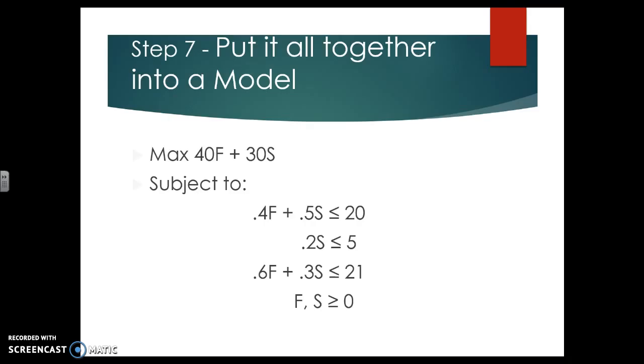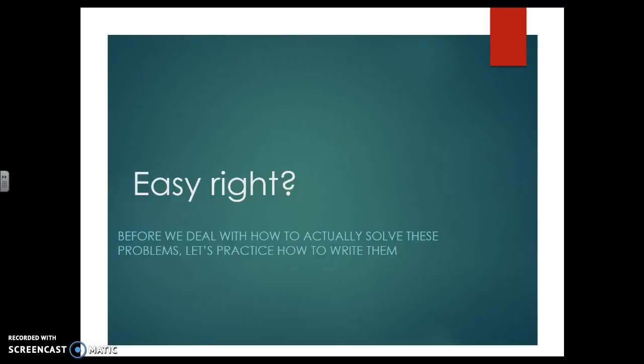So we put it all together, and this is what the model looks like. So we have our profit equation that is subject to all of these different constraints. This is as far as we're going to go for this video. In the next video, we'll talk about how we actually go about solving these. And don't worry, Excel does it for you.